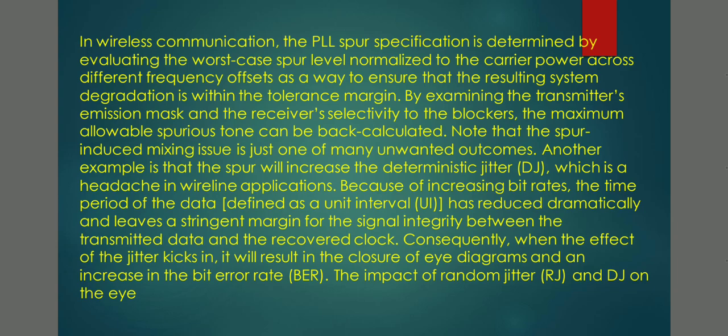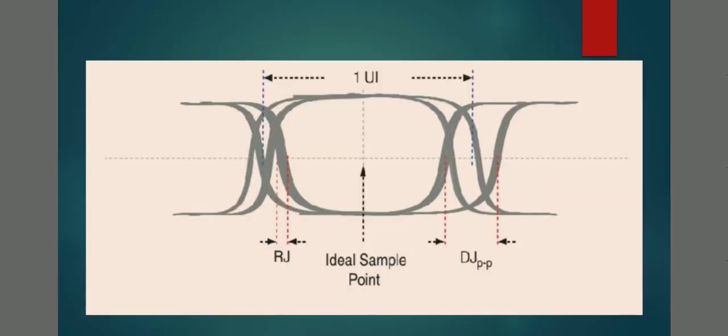signal integrity between the transmitted data and the recovered clock. Consequently, when the effect of the jitter kicks in, it will result in closure of the eye diagram and an increase in bit error rate. The impact of random jitter and DJ on the eye: we can get the ideal sample point from this diagram.